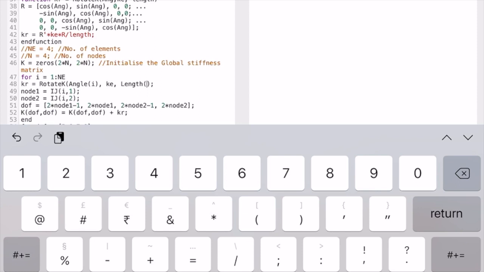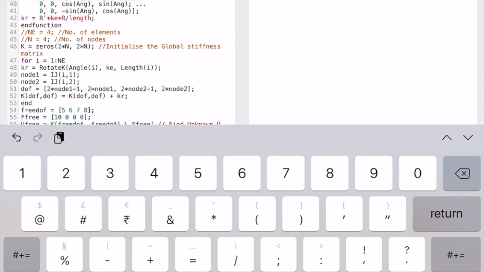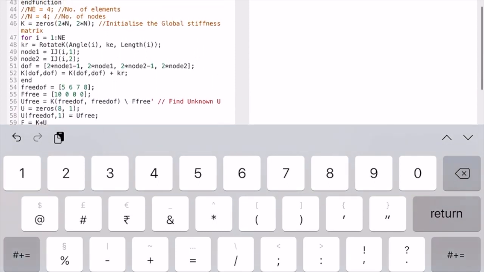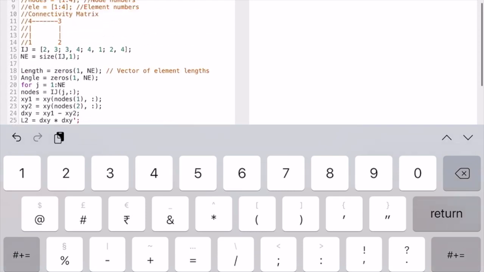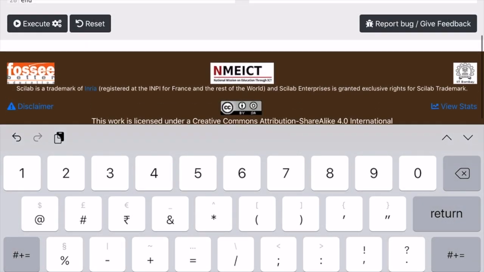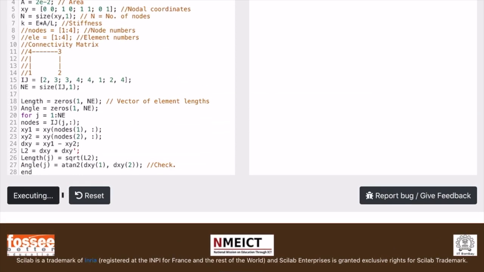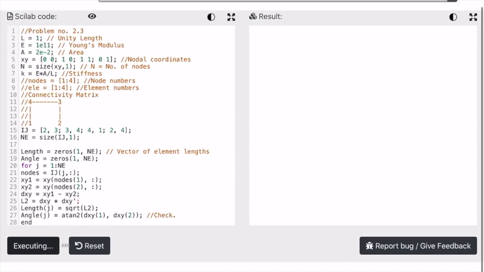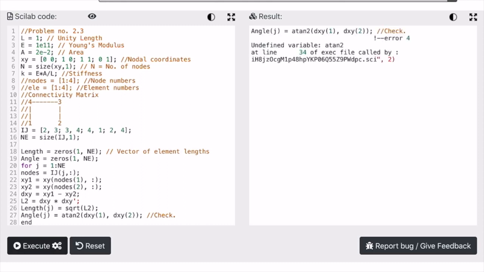So here length I, rotate. Okay, so automatically we got all the values here. Okay, so length we will get, and so let's execute and find out whether it's working. Okay, there may be some errors, so we have to check.